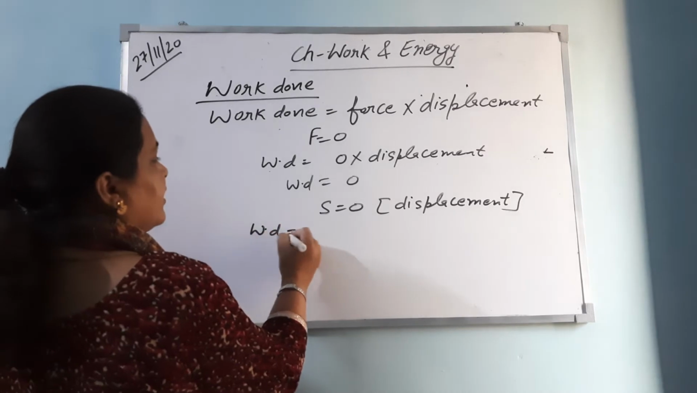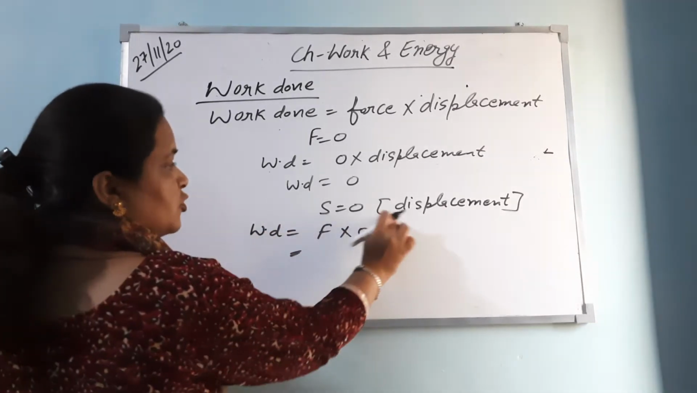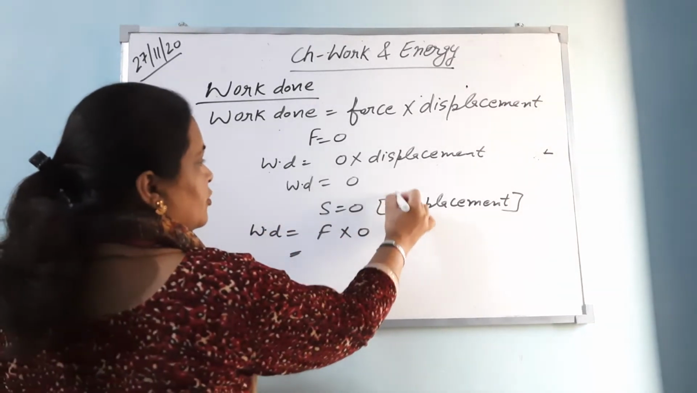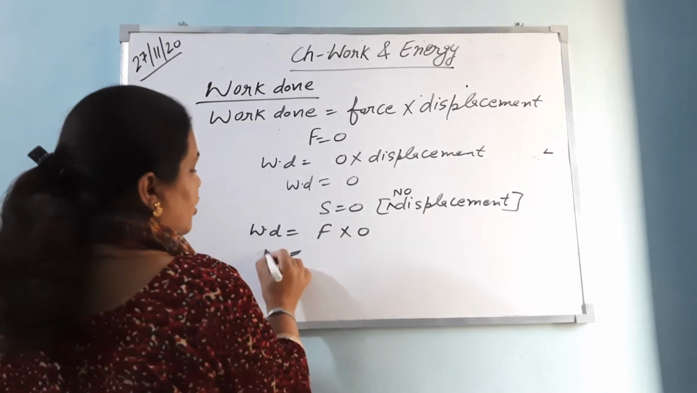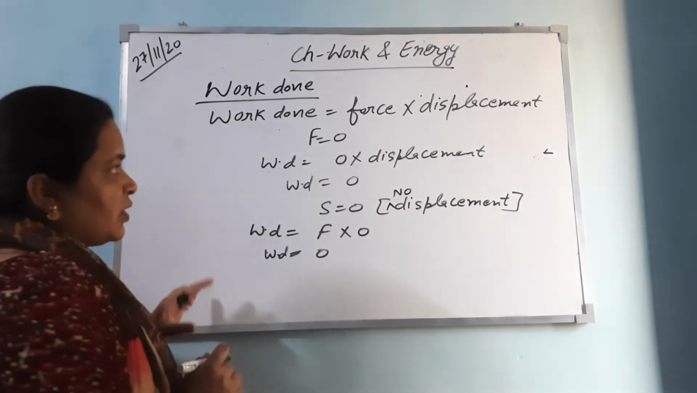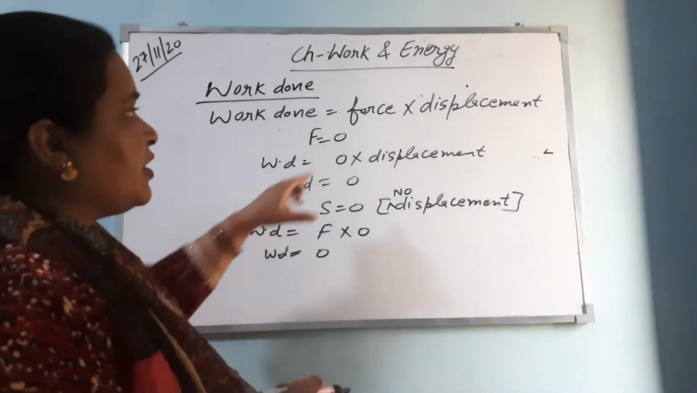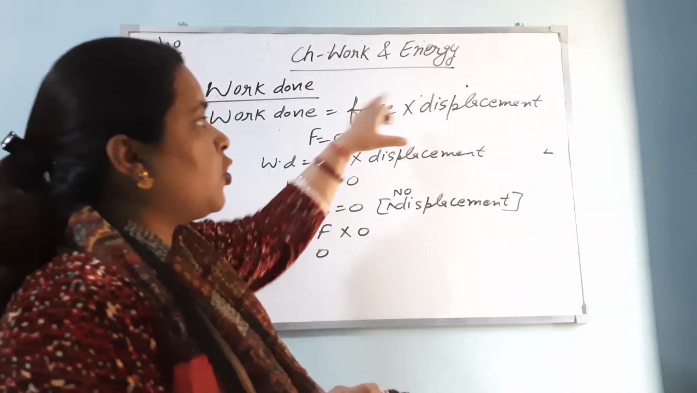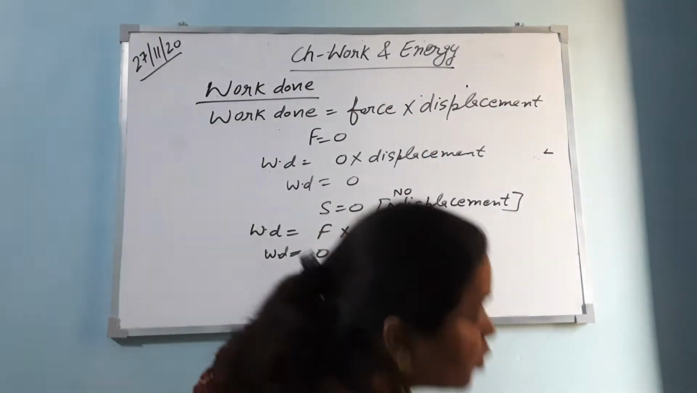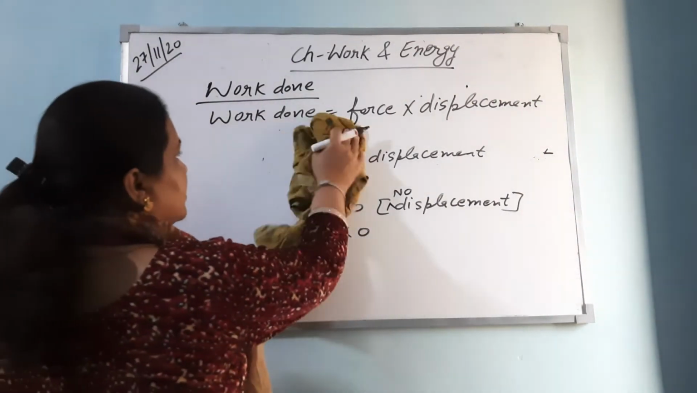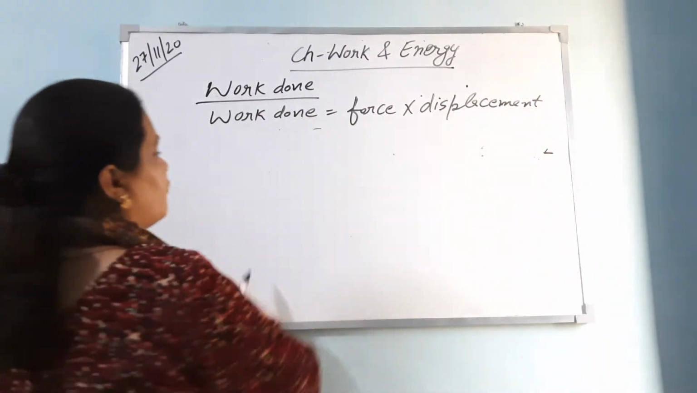So what is the work done here? F into 0 means no displacement, so work done becomes 0. Now we have come to know that if either force is 0, displacement is 0, or both are 0, then there is no work done. Now another thing is the unit of work done.